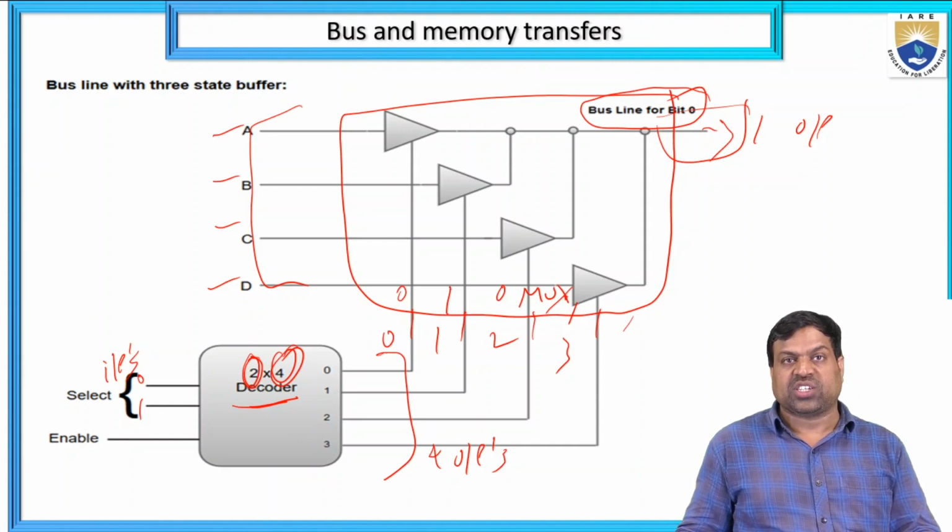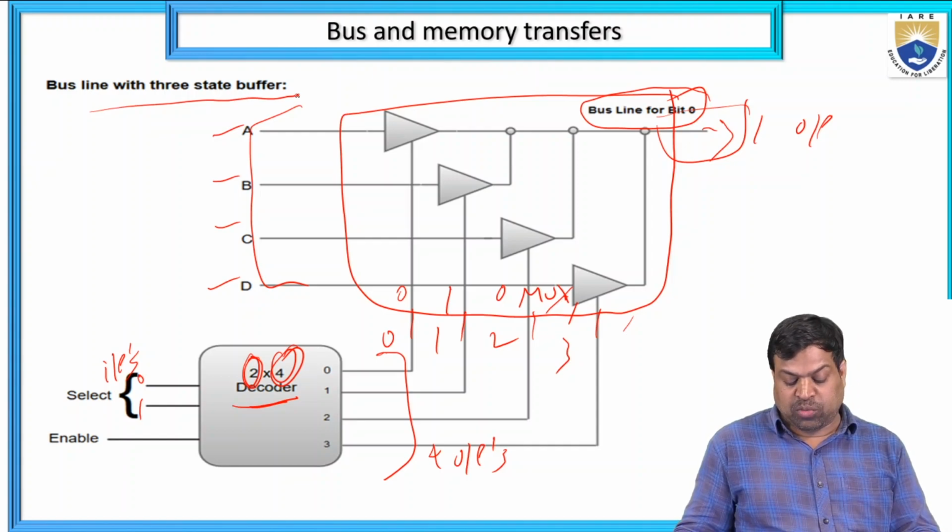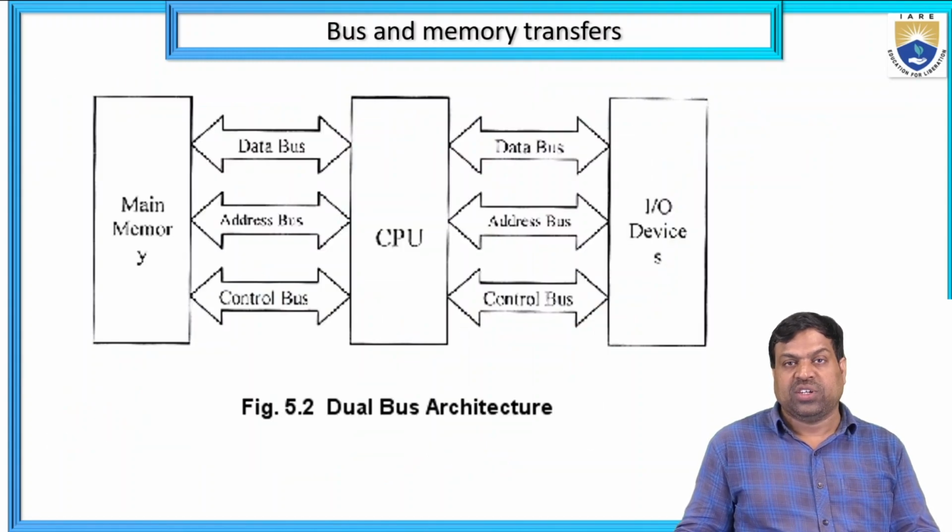These are the selection lines, and it is a bus line with a 3-state buffer. 0, 1, 2, 3 state buffers. So the decoder is connected to the multiplexer, and the multiplexer output is 1. Here also there is a dual bus architecture.